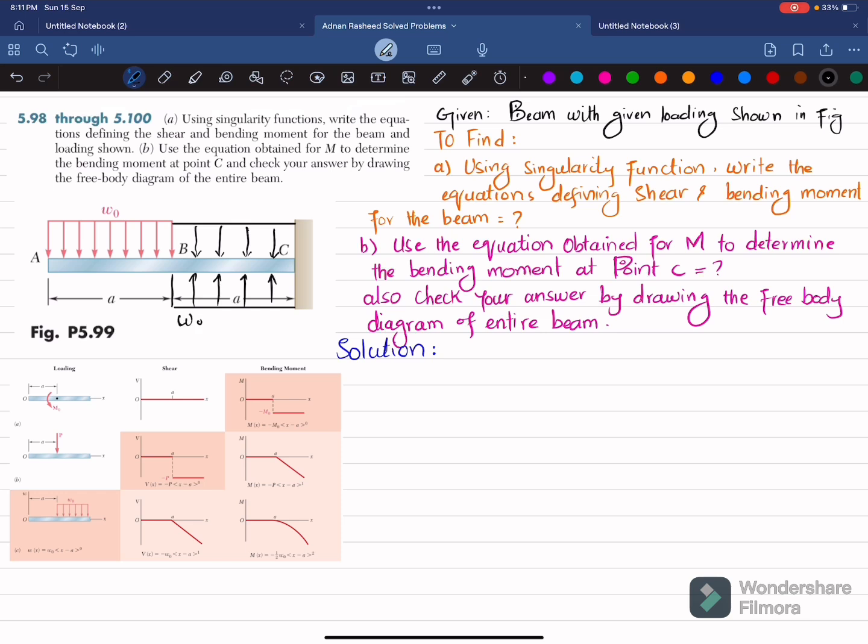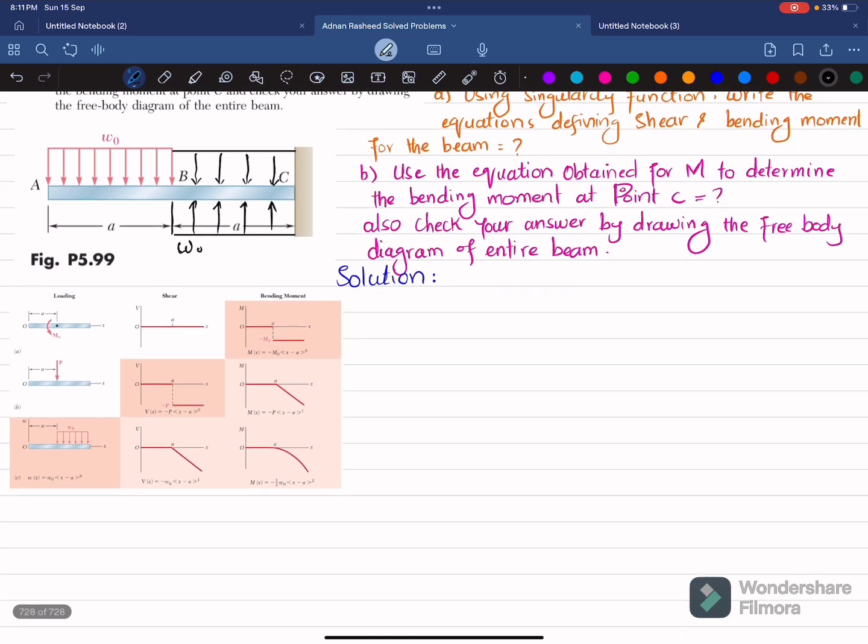This is W naught. Now we will apply this singularity function. So you can see this is the equation for this distributed load, which is W of x, and that is equal to, for this entire W naught, you can see here A is equal to 0 because it is starting from point A. So this equation will be W naught into x minus 0, so x power 0.